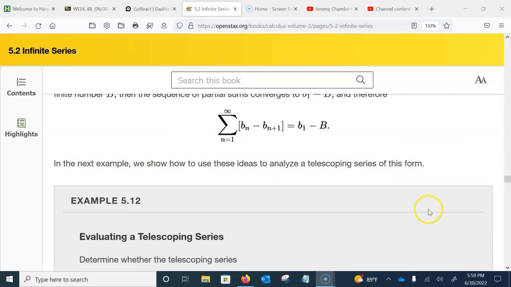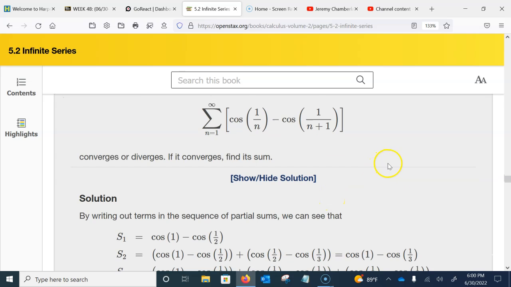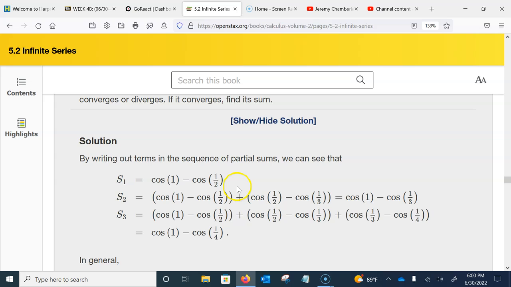Let's look at another example here. Determine whether the telescoping series, cosine of 1 over n minus cosine of 1 over n plus 1, converges or diverges. If it converges, find its sum. So let's go ahead and look at the textbook. They're going to write out a few of these first terms. When n equals 1, I get cosine 1 minus cosine 1 half.